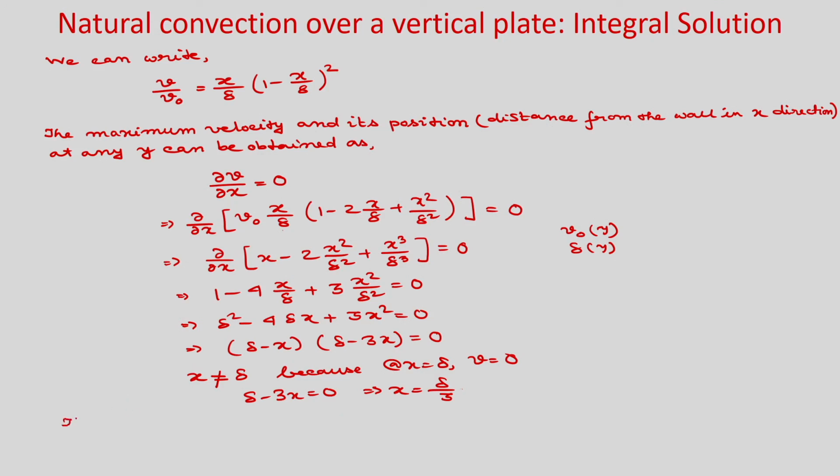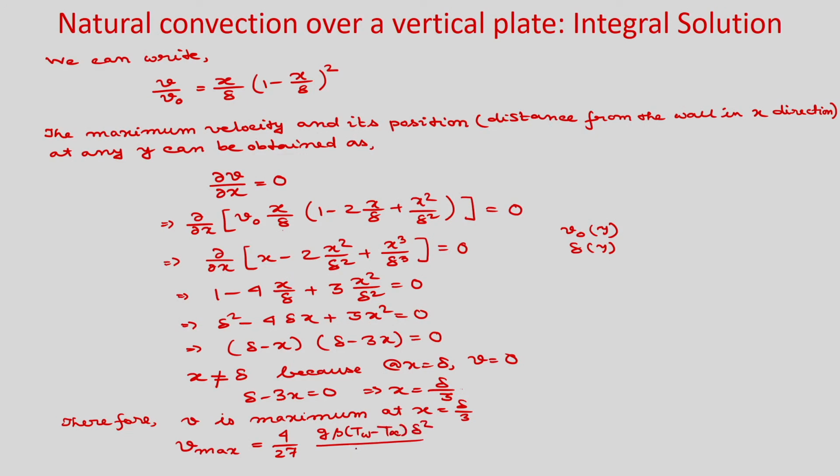Okay. So, therefore, v is maximum at x equal to delta by 3, and its value if you find, it will be v max. Okay. After simplification I am writing 4 by 27 g beta (T w minus T infinity) delta square by 4 nu. So, we have found the velocity distribution.